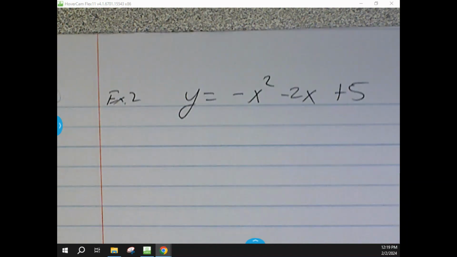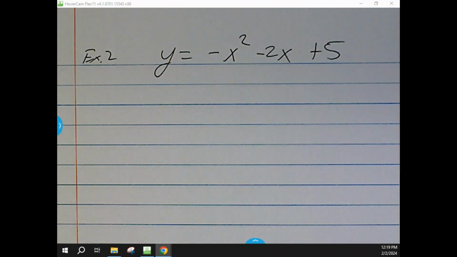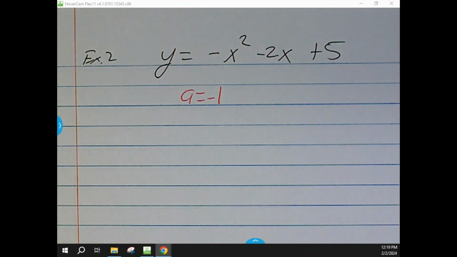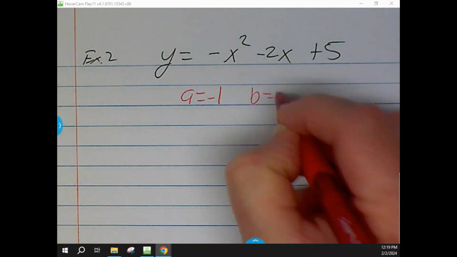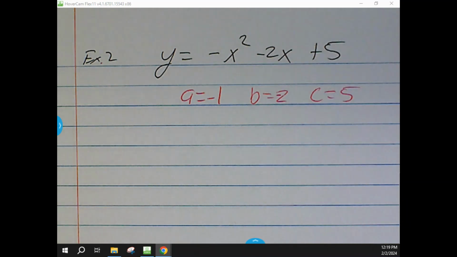All right, so for number 2, we're going to do y equals -x squared minus 2x plus 5. Same thing. We're going to find all that stuff, just like we did in the first example. But again, let's keep the easy things easy. We know that the a value in this case would be -1. The b value would be -2. And the c value is 5.